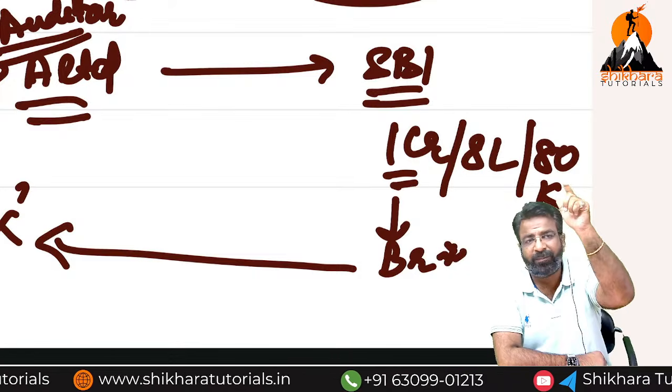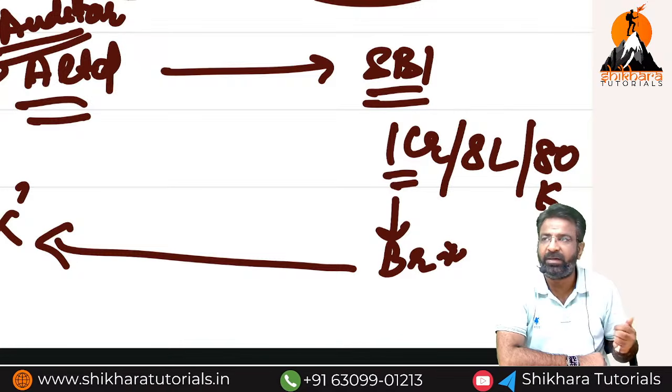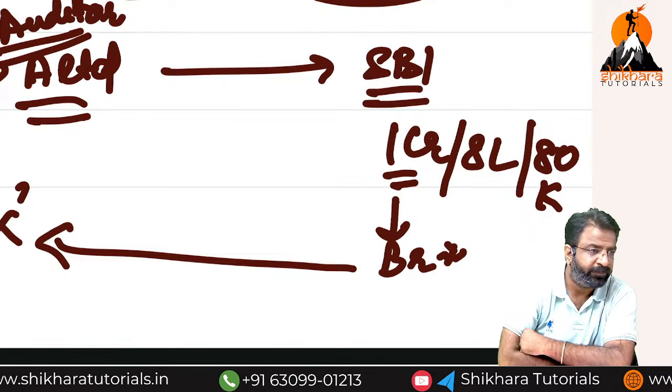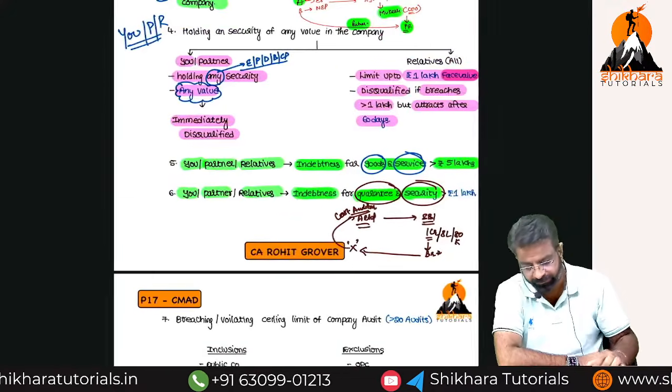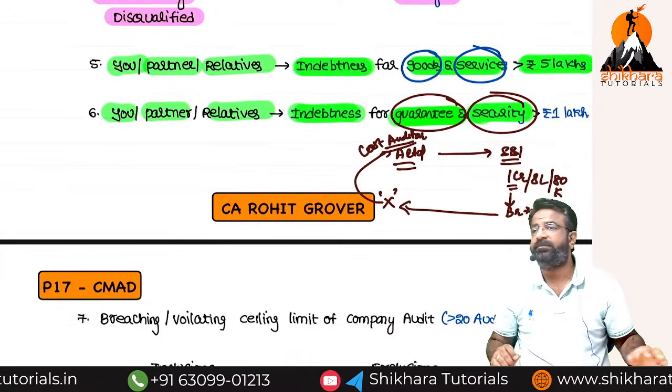So that indebtedness was for goods and service. This indebtedness is for guarantees and securities. I hope you got the clarity. 100%. So tell me the sixth one. And then leave. No problem. That's it for today. Tell me.